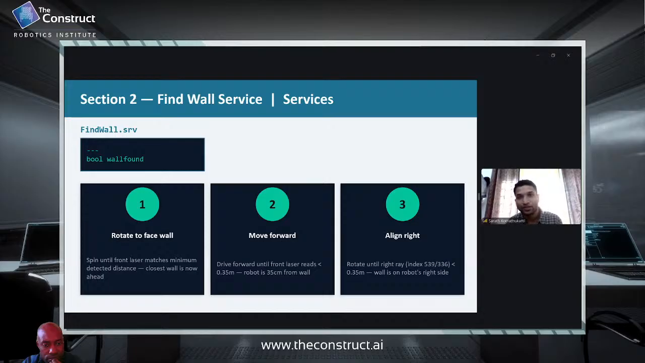Once it happens, the objective was to move the robot to the right, so that the wall is on the right-hand side. So it has to turn clockwise about 270 degrees to make the robot face the right wall. Okay.